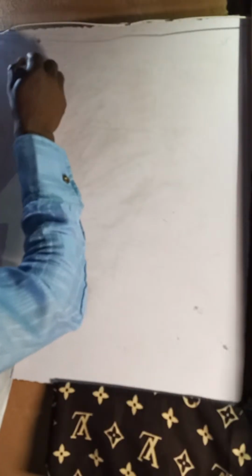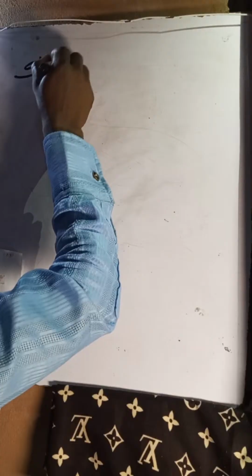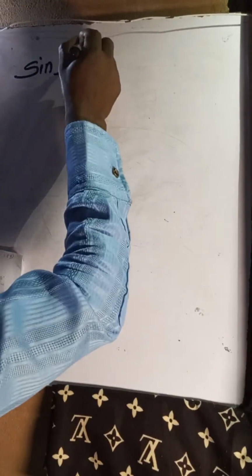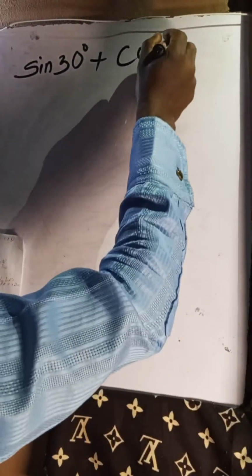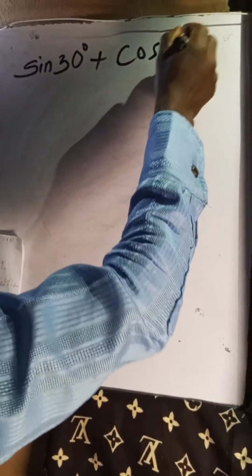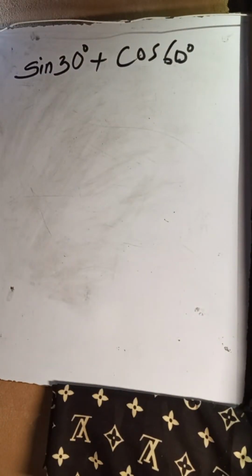Then the next one is trigonometry. Let's look at trigonometry now. In trigonometry, we are given this. We are to find the value of sine 30 degrees plus cos 60 degrees. Okay, we have sine 30 degrees plus cos 60 degrees.